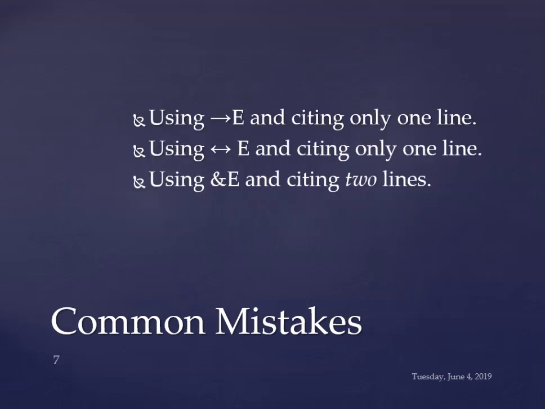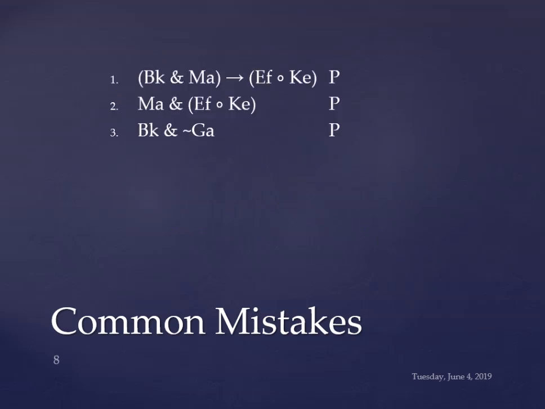Another common mistake I see is using conjunction elimination and citing 2 lines. You might think, okay, I want to get this BK out of line 3. I also see a BK up here, which is in a conjunction. So when I do conjunction elimination, I'll just say it's from lines 1 and 3. But that's a mistake. You actually can't reach in here and use conjunction elimination because this thing is a conditional. That's the main connective.